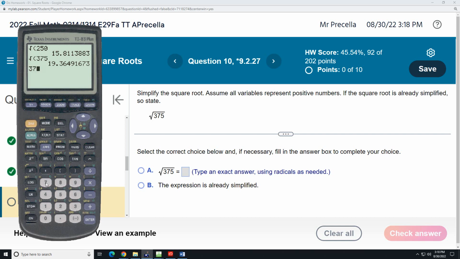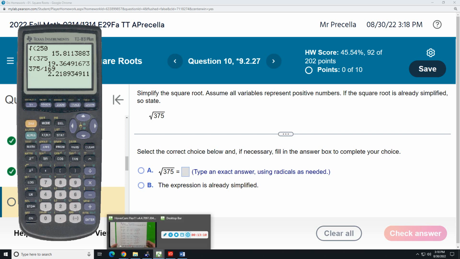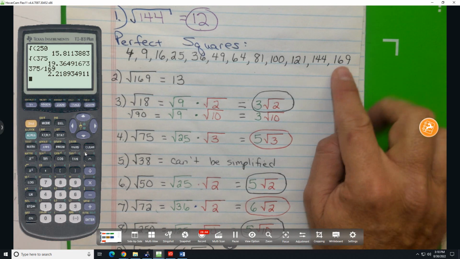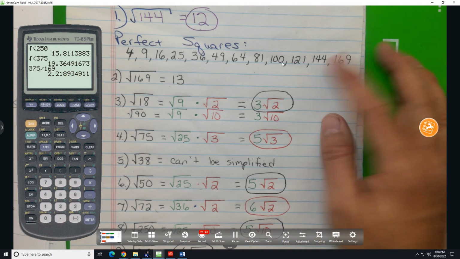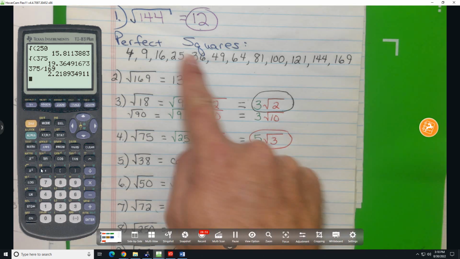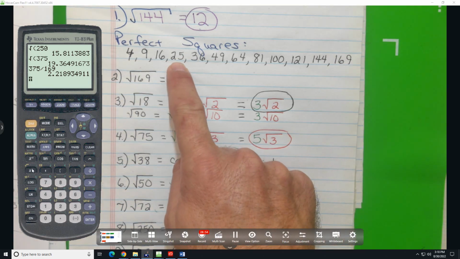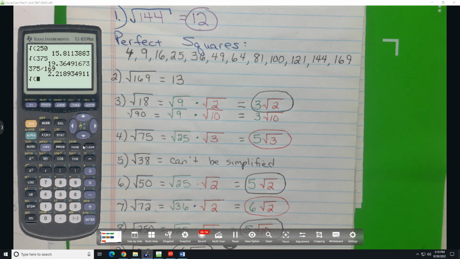Let's see. On our little list, we had 169. That was the biggest perfect square we wrote, but it kept going on and on. I don't think 144 works. Any idea? I think it's going to be another 25. Let's clear that. 375 divided by 25.